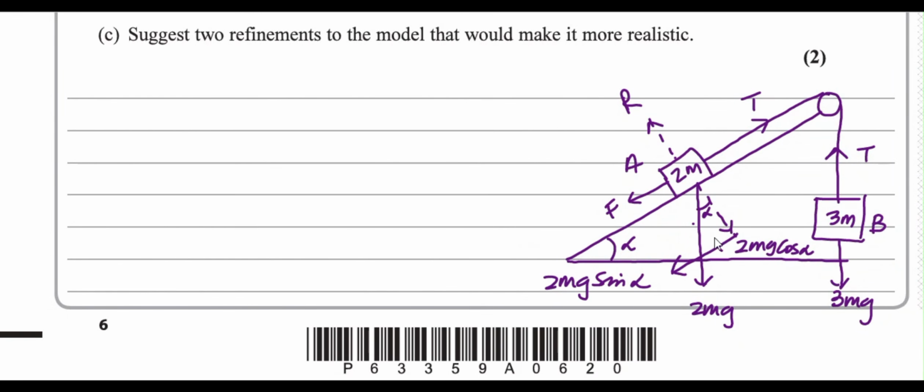I have captured here the diagram given in the question so that it will appear alongside our answer and it will help us solve the question more efficiently. The forces acting on the blocks are 3 mg, the weight of block B acting downwards, 2 mg is the weight of block A acting downwards again, and 2 mg cos alpha is the force acting on block A perpendicular to the plane, as well as 2 mg sin alpha, which is the force pulling block A down the inclined plane. There is also the frictional force F here.